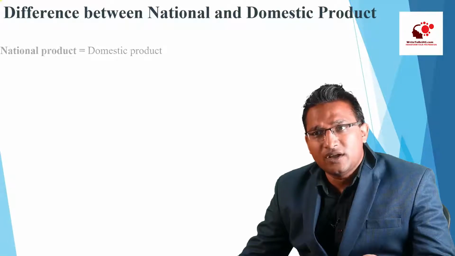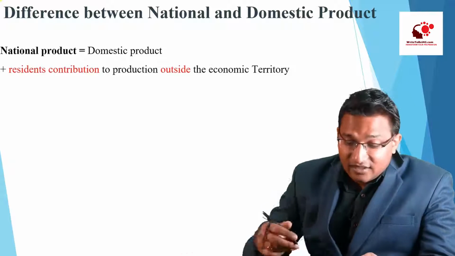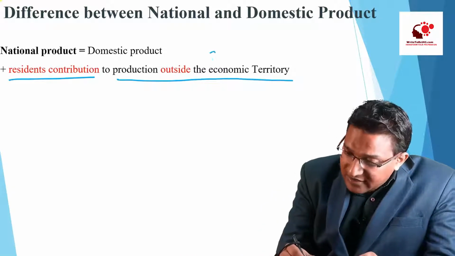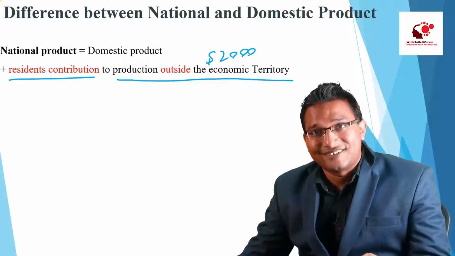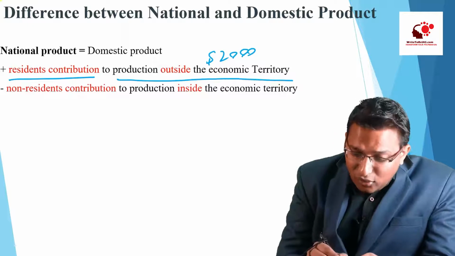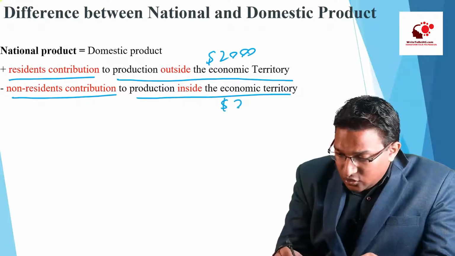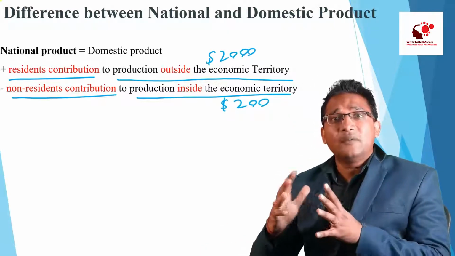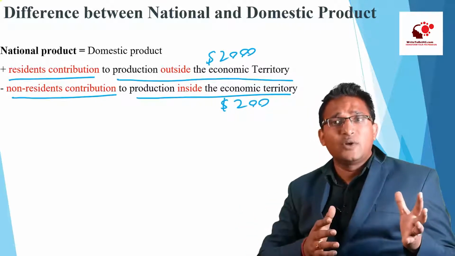Difference between national and domestic product. National product is the domestic product plus the resident's contribution to the production outside the economic territory. Example is the $2,000 earned by Samir minus the non-resident's contribution to production inside the economic territory, that is $200 earned by Mr. Robert.